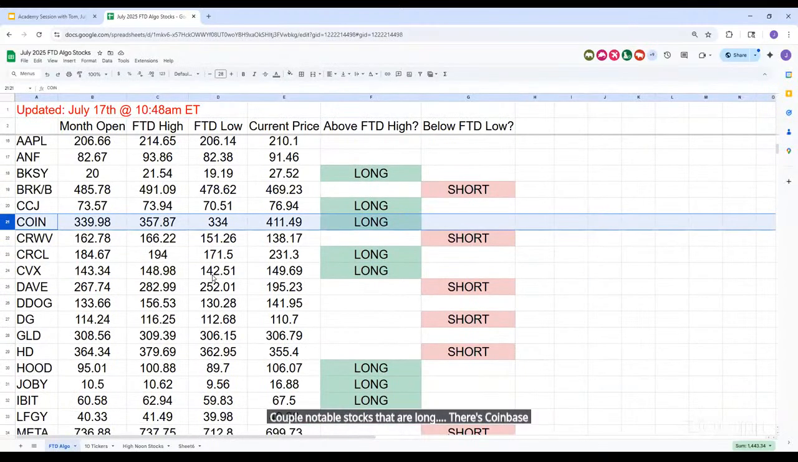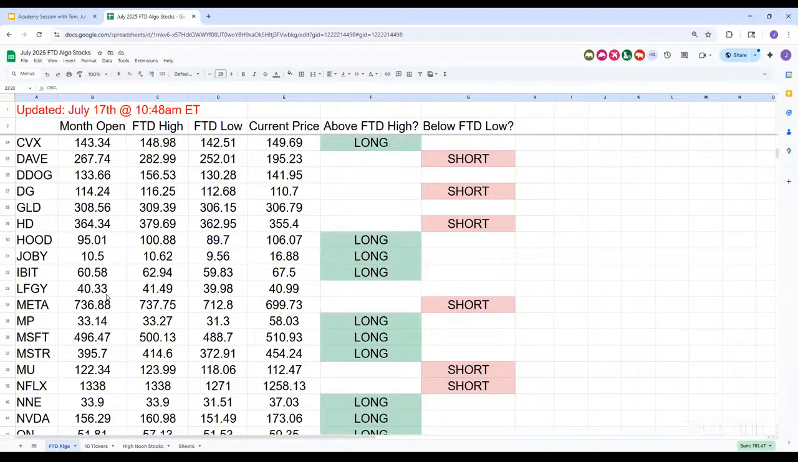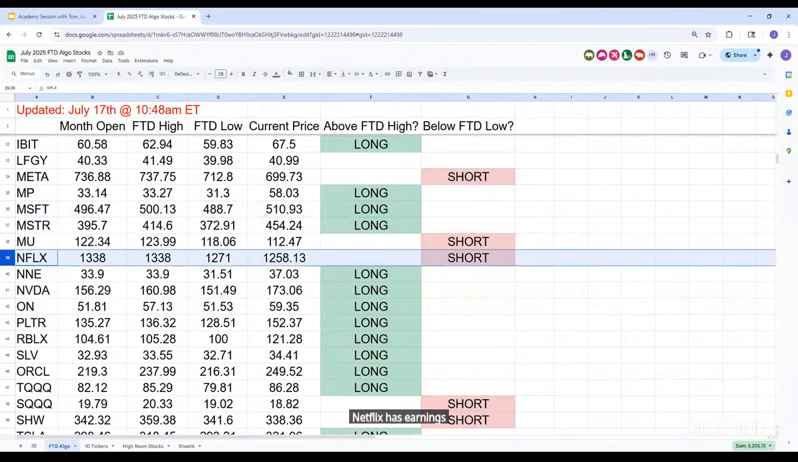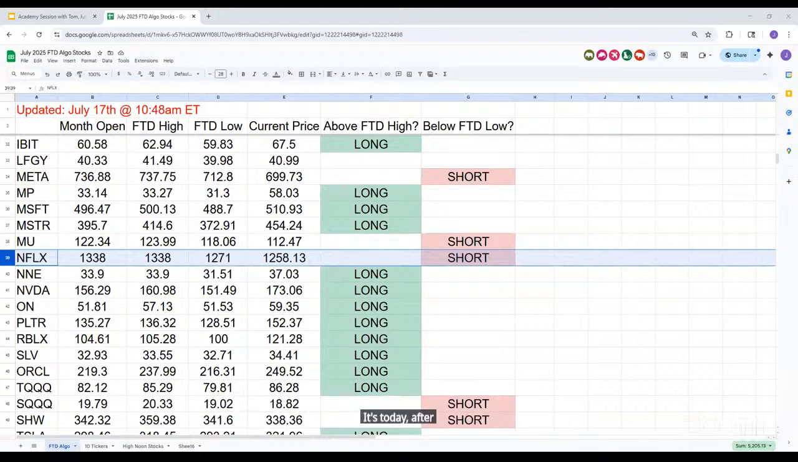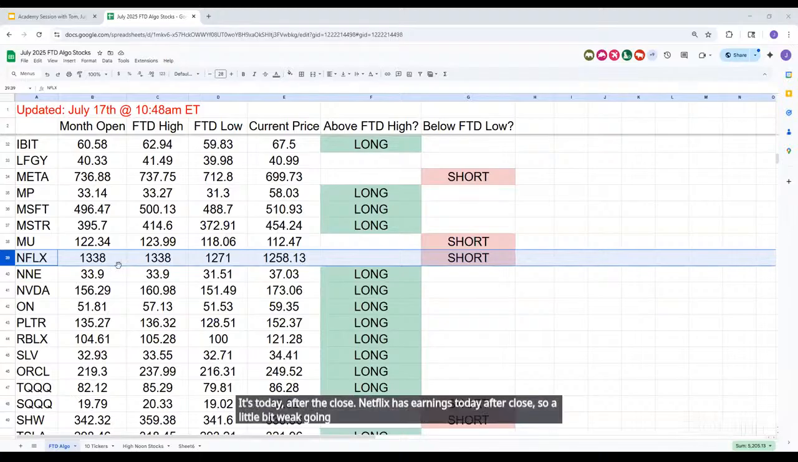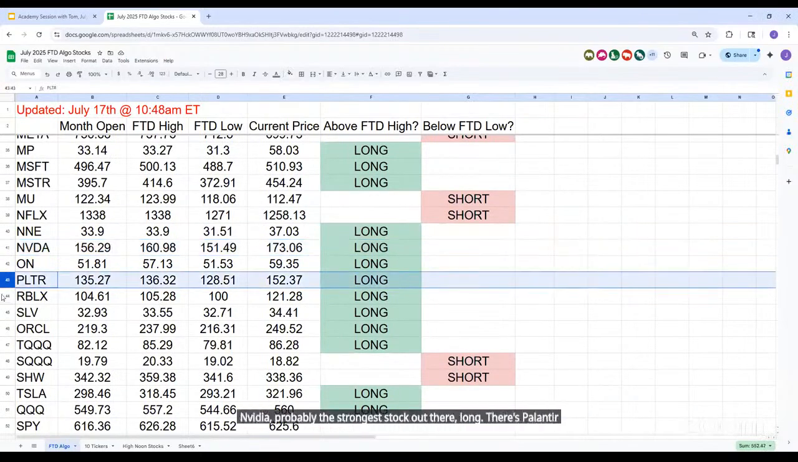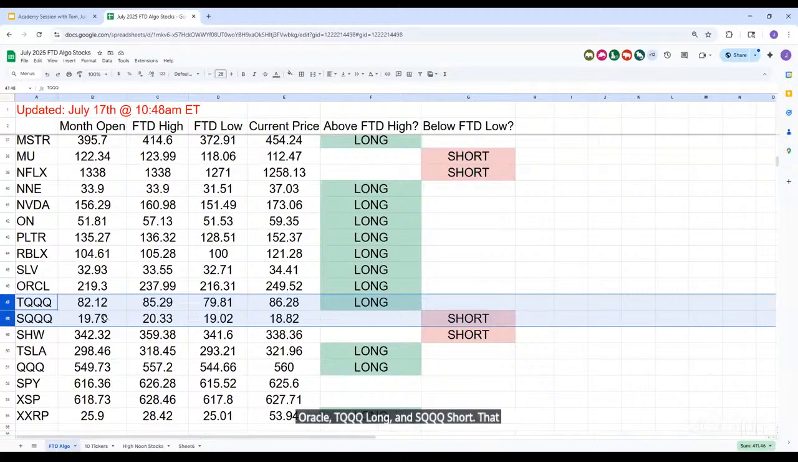A couple notable stocks that are long. There's Coinbase, crypto related. Black Sky is one, a new one from Tom. Circle. iBit is another crypto related. Microsoft was making new highs this morning. Netflix has earnings. Need to remind myself when Netflix earnings are. Is this week. I just can't remember what day it is. It's today after the close. Netflix has earnings today after close. So a little bit weak going into earnings, at least on a monthly basis. Nvidia, probably the strongest stock out there, long. There's Palantir, long. Roblox, Oracle, TQQQ long, and SQQQ short. That says a lot about the market right there. Just those two.